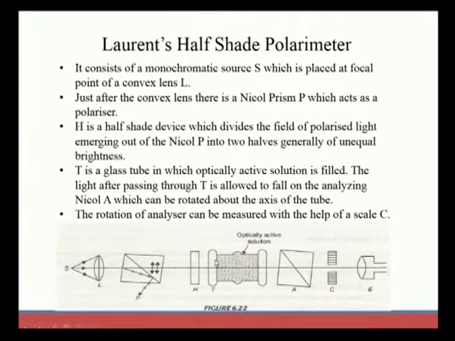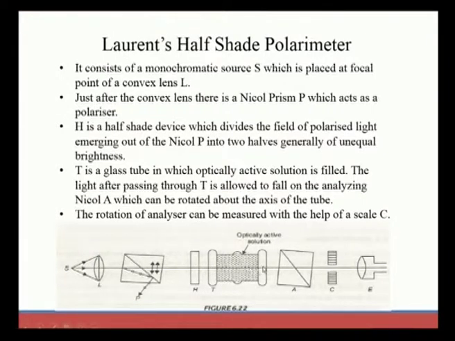After that there is a glass tube, represented by T, in which the optically active solution is filled. The light after passing through the optically active solution is allowed to fall on A, the analyzer or analyzing device, which is also a Nicol prism. It can be rotated about the axis of the tube.